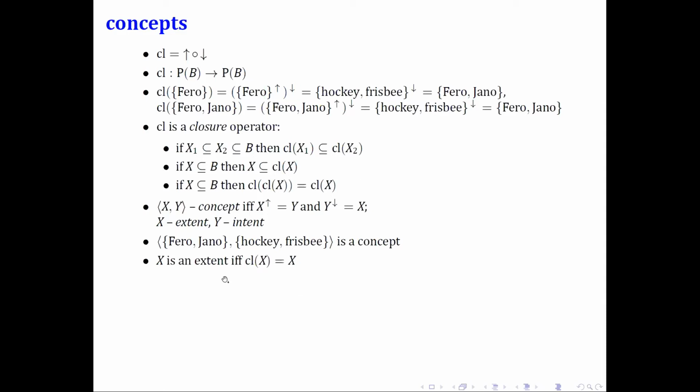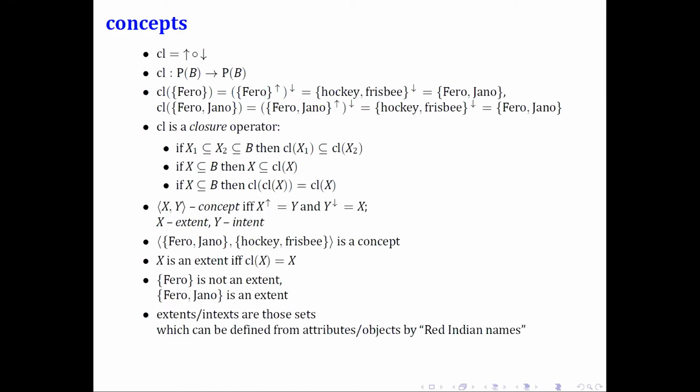Yes, it means that X is an extent only if CL X is equal to X. So it means that extents and intents are exactly those sets which can be defined by so-called Galois connection arrows. For example, those who play sports, or those who play hockey and frisbee. Yes, these subsets of sports or boys which can be defined by these arrows are extents or intents.